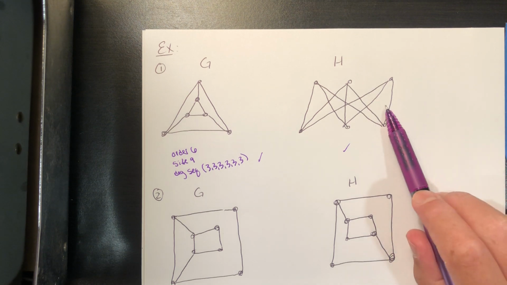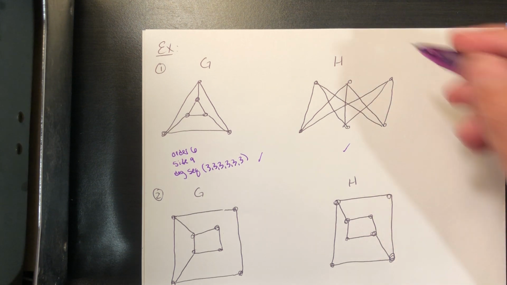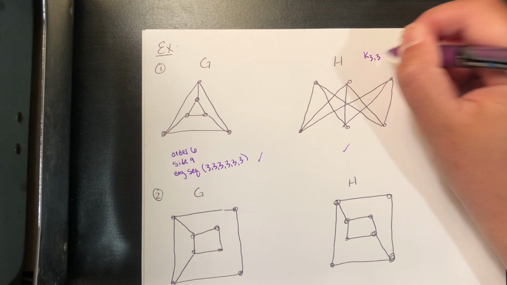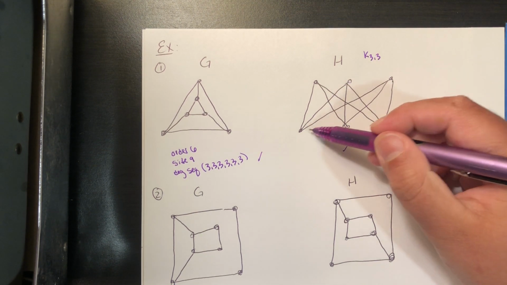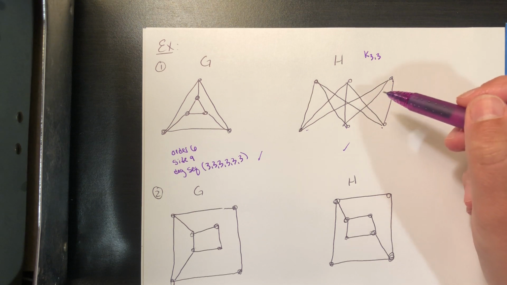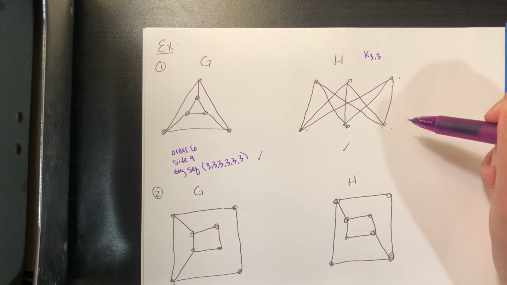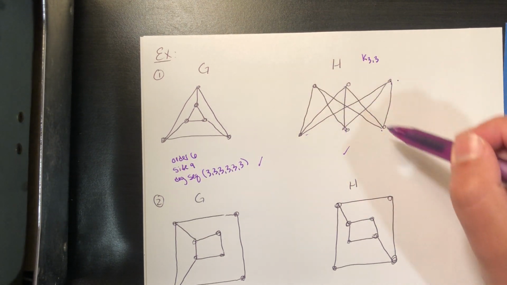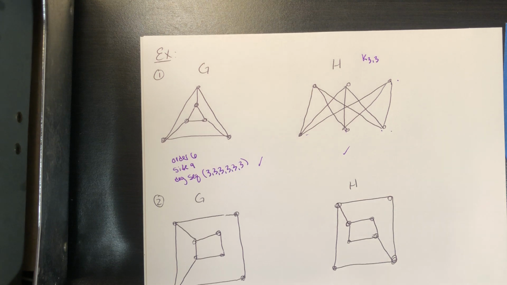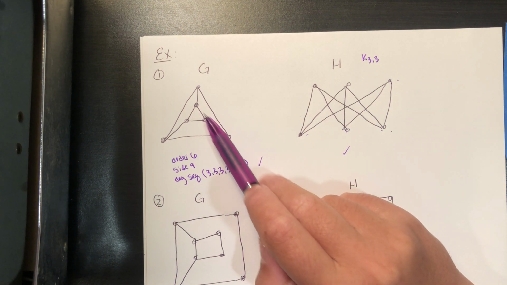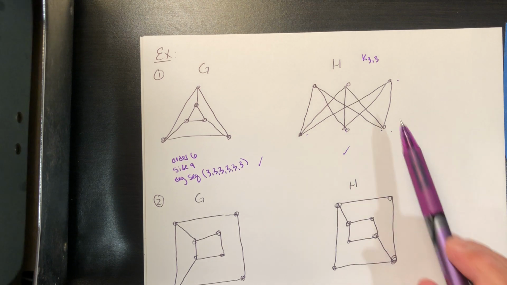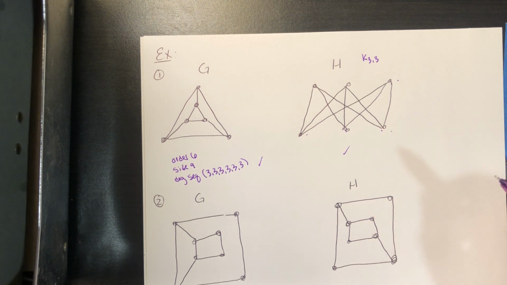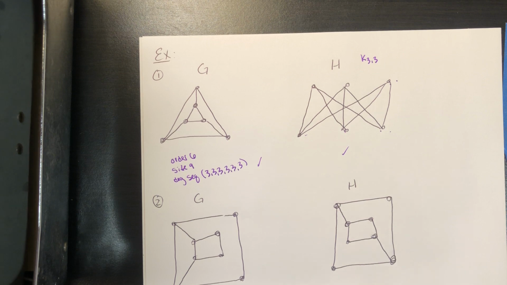In particular, you might notice that this second graph here, we have a name for it. We call this the K3,3 graph because there's 3 vertices up here, there's 3 vertices down here, and you have every possible edge connecting this first set to the second set. But in particular, there's no edges connecting any vertices in the top row to each other or any vertices in the bottom row to each other. That is to say, there's no triangles here. There's no 3 cycles. There's no odd cycles at all. This first graph G certainly has 3 cycles. In fact, it has 2 of them. But this graph here, K3,3, has no odd cycles.